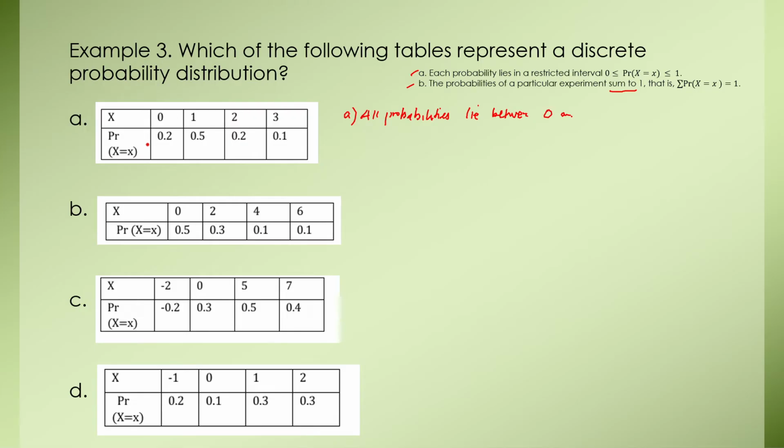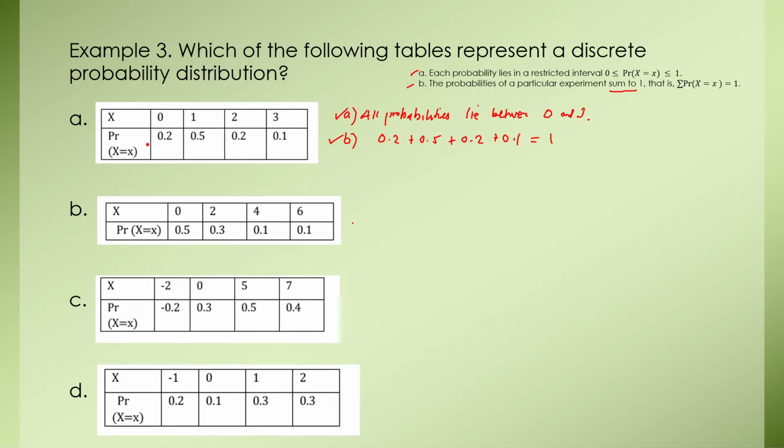Letter B, the probabilities of a particular experiment should sum up to 1. If we add 0.2 plus 0.5 plus 0.2 plus 0.1, the result is 1. So therefore, check and check. The two characteristics are being met here. So therefore, we could say that this is a discrete probability distribution. Yes, this is a discrete probability distribution.